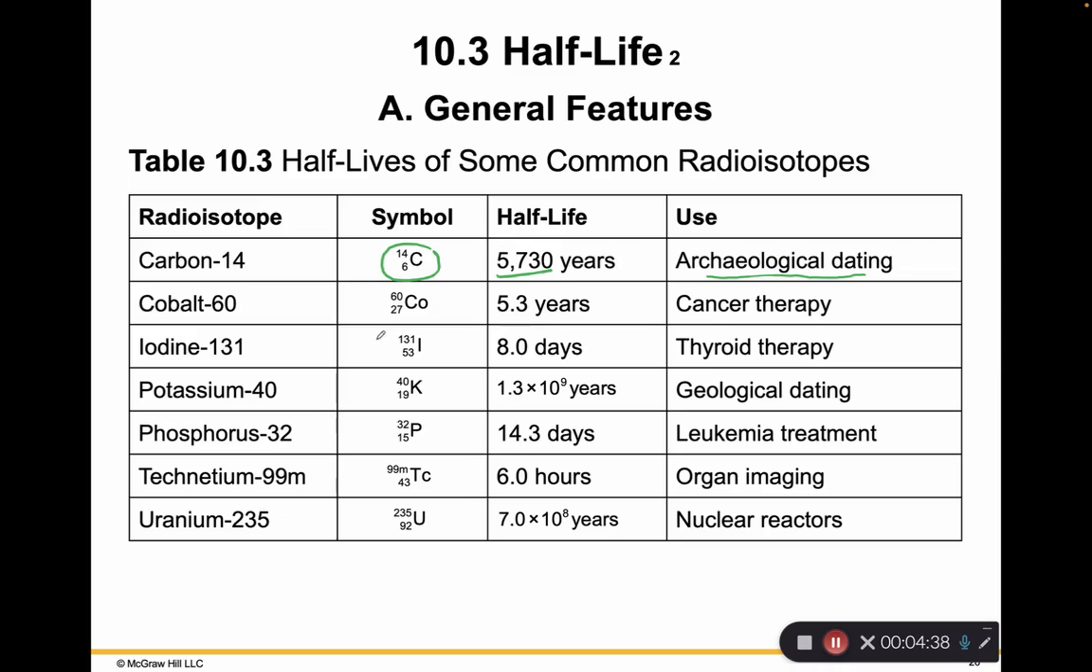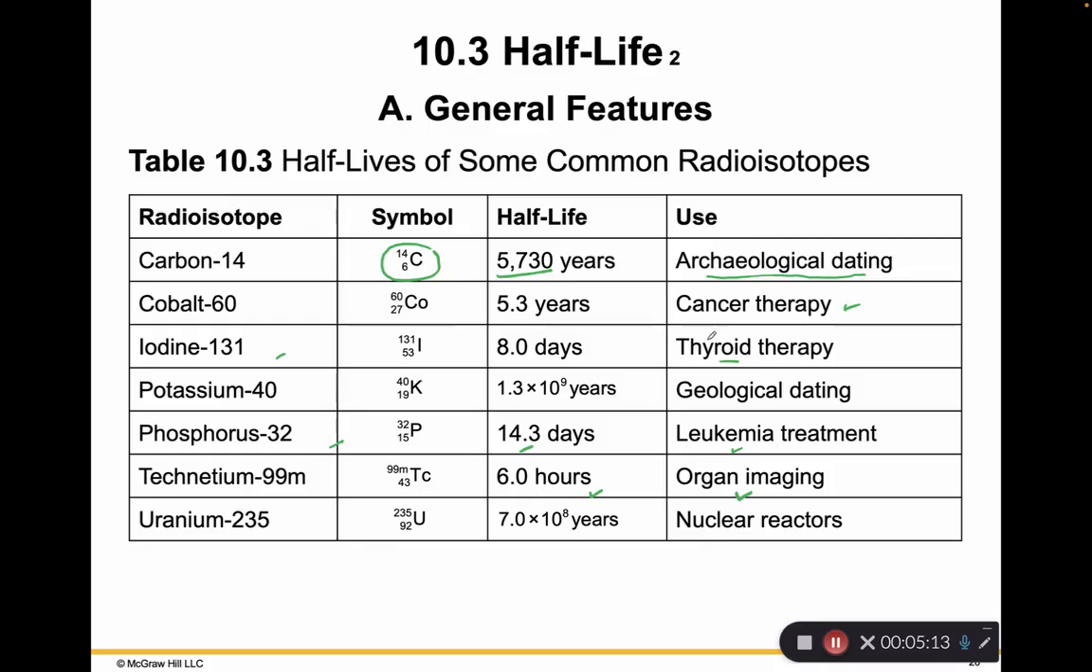Similarly, in the medicinal area, we use different therapies. Cobalt-60 is used for cancer therapy. We use iodine-131 for the thyroid. Phosphorus-32 has a half-life of 14 days, and we use it for leukemia treatment. Technetium-99 we use for vital organ imaging. It has a half-life of 6 hours. So it depends on how long the half-life is, and then we find the application.